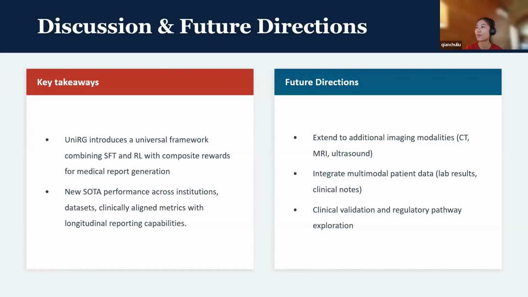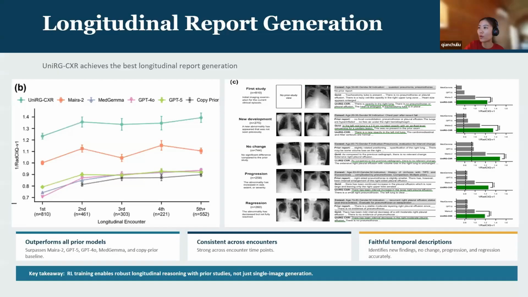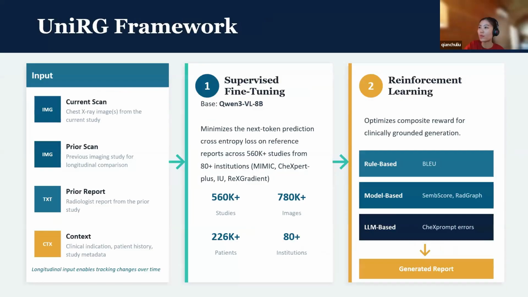Yeah, sure. So for the reinforcement learning, it actually plateaus after one epoch. So one epoch is basically running over all of the training data, 560K data. So we A100, takes about a week.